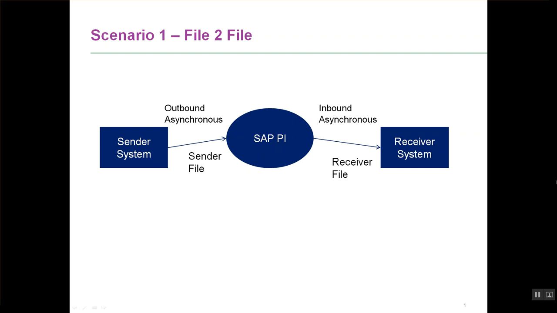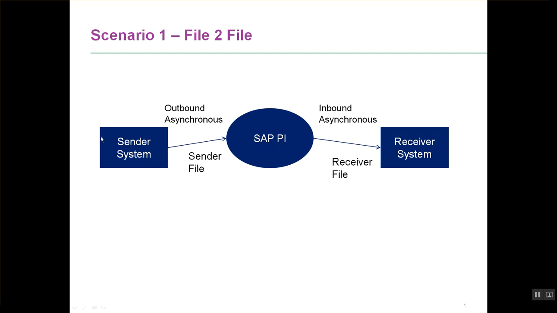Welcome back. We will now proceed to look at the first scenario that we are going to be building, and that's what we call a typical file-to-file scenario. As the name implies, what we're going to do is get a file from a sending system. There's going to be a sending system that is going to send a file to PI, and PI is going to receive this file, perform a mapping where it's going to change the structure of the file, and once it has done that, it is going to push the file to a receiver system using a receiver file adapter.